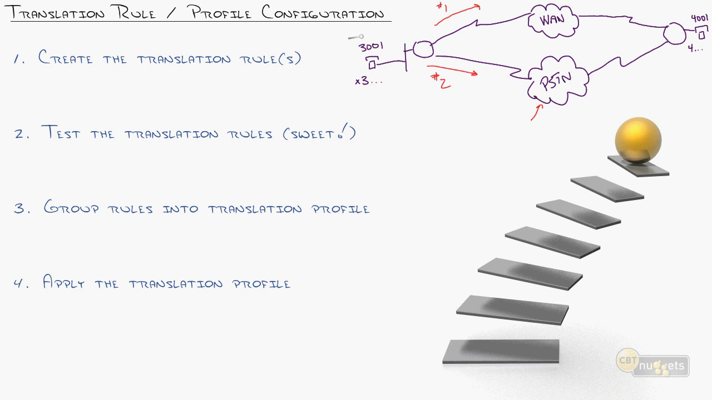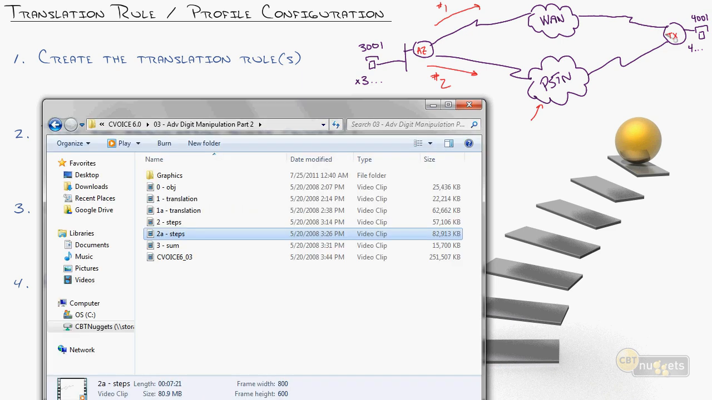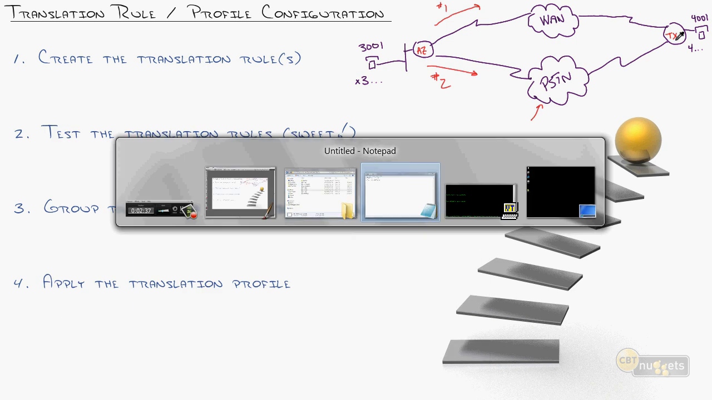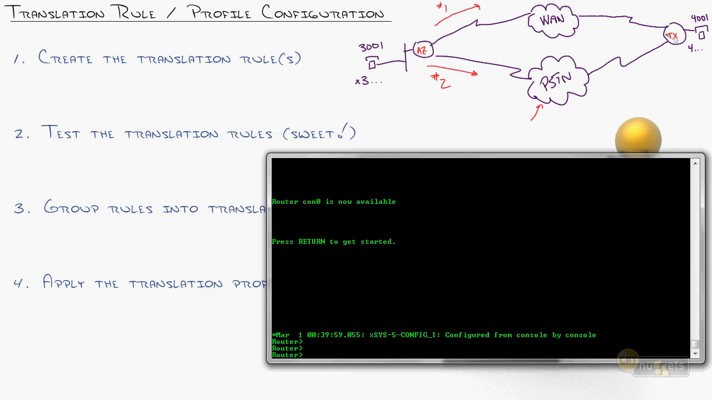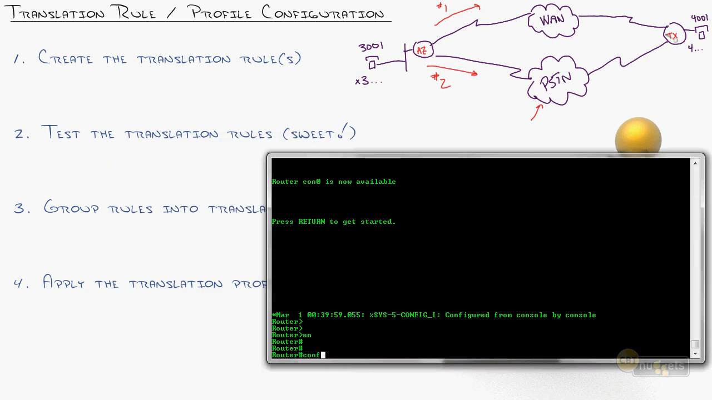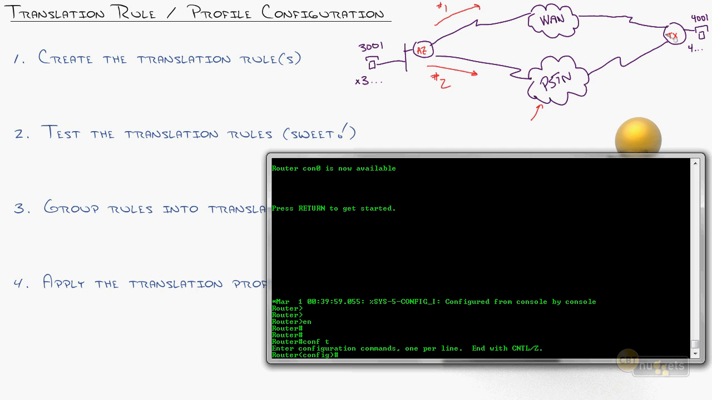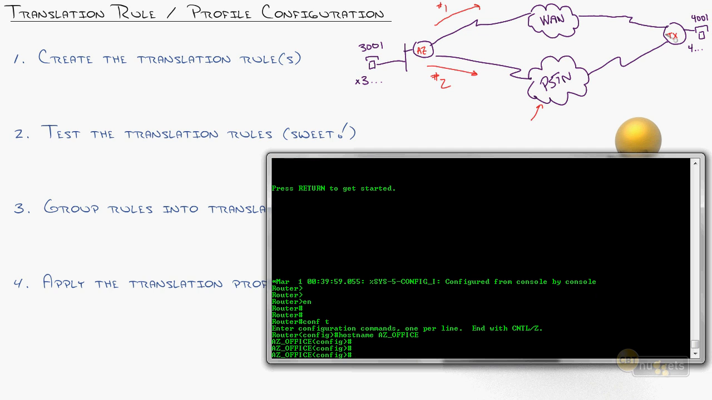So let's do it. I'm going to go over, let's just say this is the Arizona office, and I'll just do one side because it'll make sense in the big picture. Let's go on to the Arizona office. Oop, there we go. Device. And go into global config mode, and let's just name this hostname AZ office. And we'll create our translation rule.